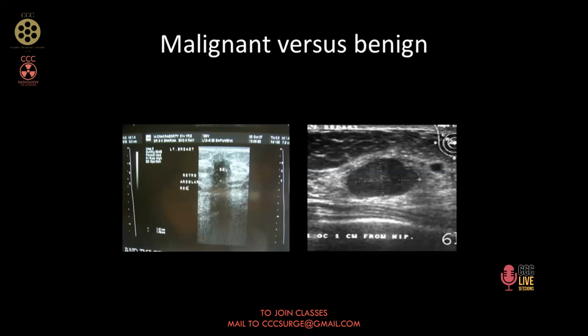So the points to remember once again: a taller lesion, a lesion with perilesional halo, a lesion with architectural distortion, and with a posterior acoustic shadow is likely to be a malignant lesion.